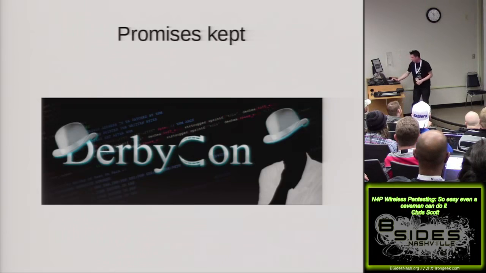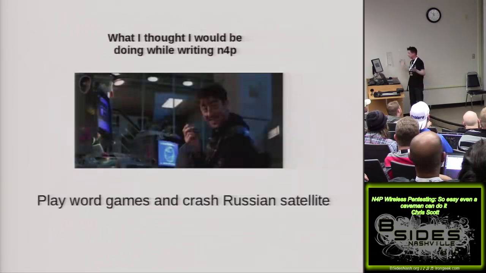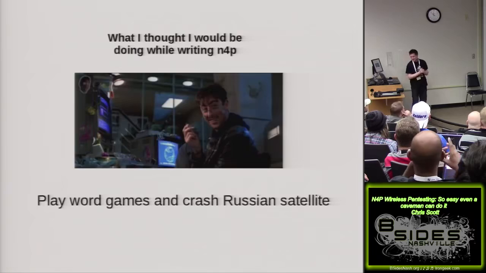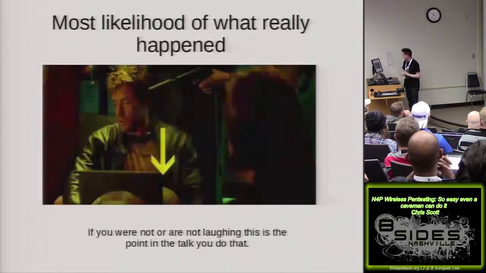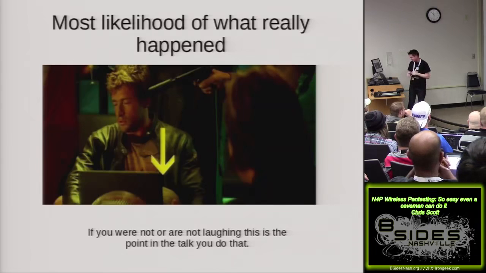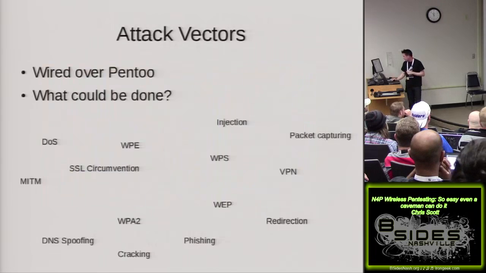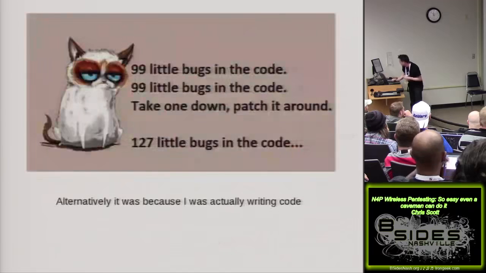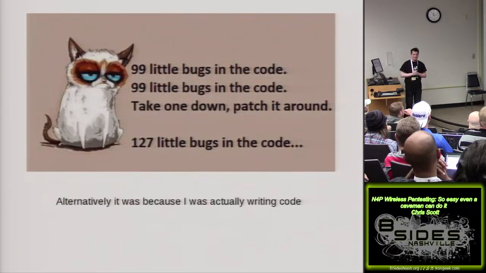So after making all those promises, I kind of felt like I was doing this. If anybody remembers GoldenEye, that's what I thought I would be doing, crushing Russian satellites. If you can't see it, that is Boris from the GoldenEye film. What actually ended up happening was more like this. That was a Swordfish theme, if I remember Swordfish. But the reality ended up being that I had 99 little bugs in the code, and now I have 127.